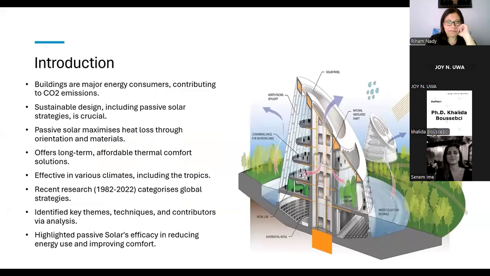Buildings are major consumers of energy, and they are contributing factors to the emissions of carbon dioxide in the environment. Passive solar strategy is a renewable source of energy, and the research covers a period of 40 years, articles published between 1982 and 2022.